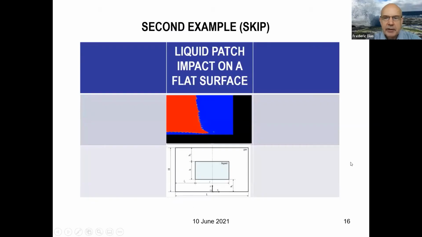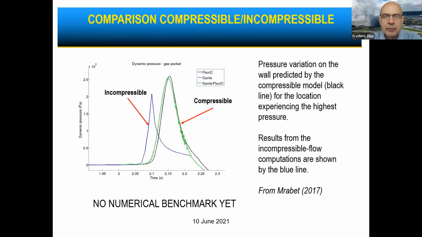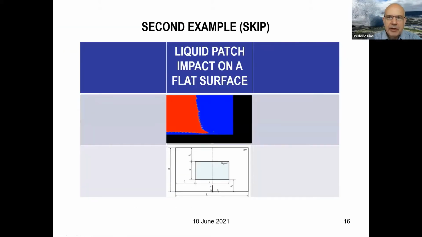One slide here, the comparison between the compressible and the incompressible case. Again, that's this wave hitting the wall. This is here using Garris, and then that's the hybrid model using both Garris and Flux IC to deal with the compressible effects. And so what we see is that the pressure peak arrives earlier for the incompressible case, and the amplitude is smaller. I will skip that one. That was a benchmark we prepared.